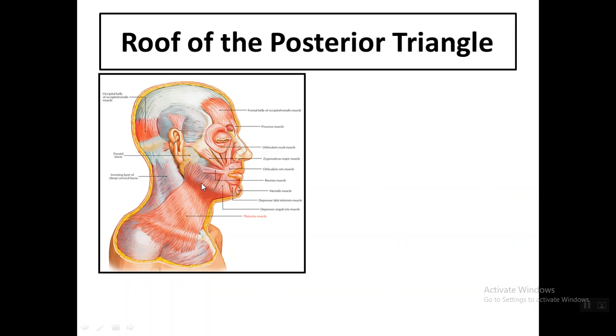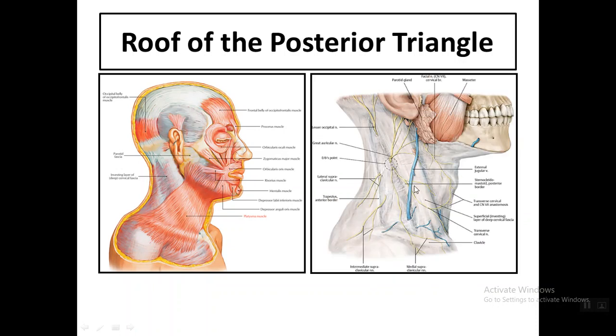What is the roof of the posterior triangle? And what is covering the posterior triangle? Here we can see the skin and superficial fascia covering the posterior triangle. With the superficial fascia, we have the platysma muscle. This is the platysma muscle covering the posterior triangle. Also, we have the investing deep fascia also covering the posterior triangle.